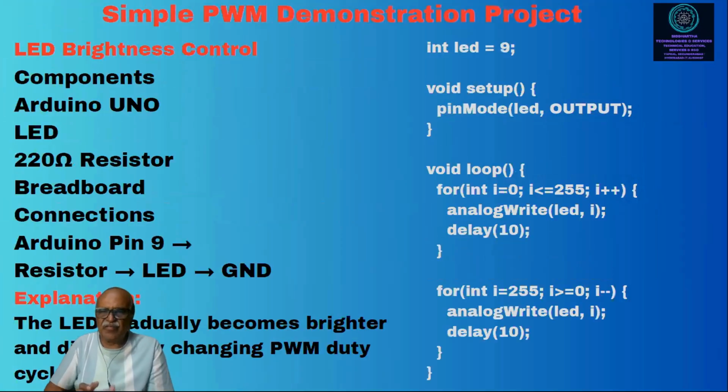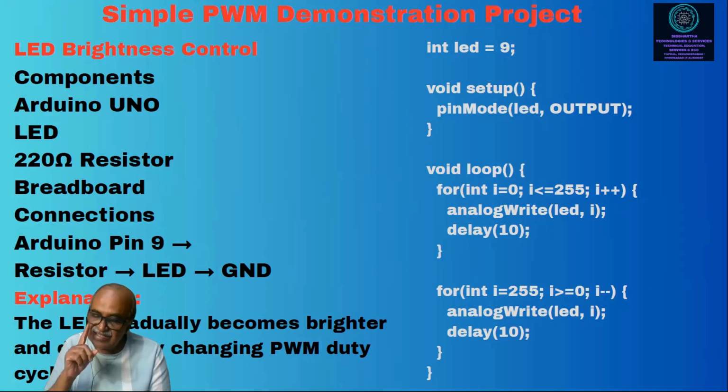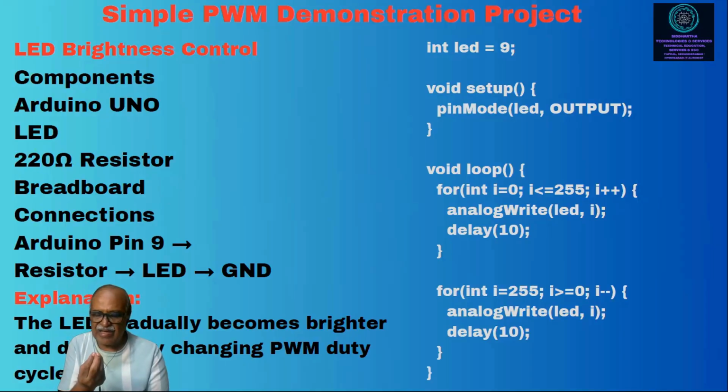Okay. So we'll do a small project. After this slide, I will show you a small project. That is a simple PWM demonstration project. As the project is very small, you can see it's written in C. The components are a 220 ohm resistor and a breadboard, and it is connected to pin number 9. The LED gradually becomes brighter and dimmer by changing PWM. At the same time, I will show you the motor also. As the dimming takes place and brightness changes, my motor speed will also increase and decrease, using the same code. I will be showing it to you.